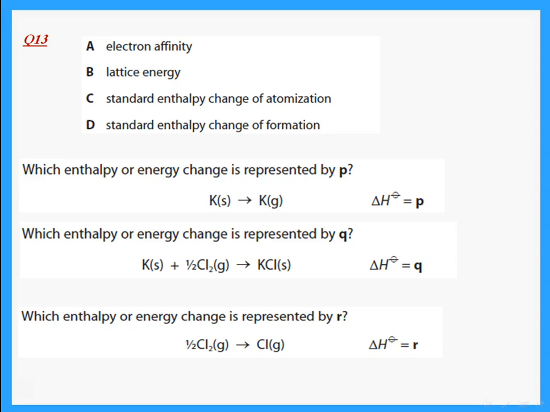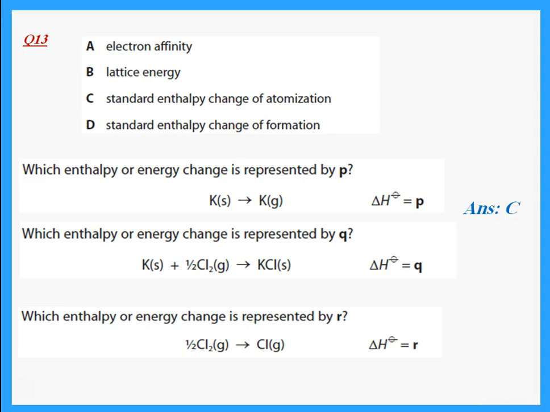Then this question has 4 choices, and for each question we need to choose one of these choices, A, B, C, or D. The first one says which enthalpy or energy change is represented by this delta H for this equation. Now, what is he doing here? He's changing K solid to K gas. So what kind of delta H is that?